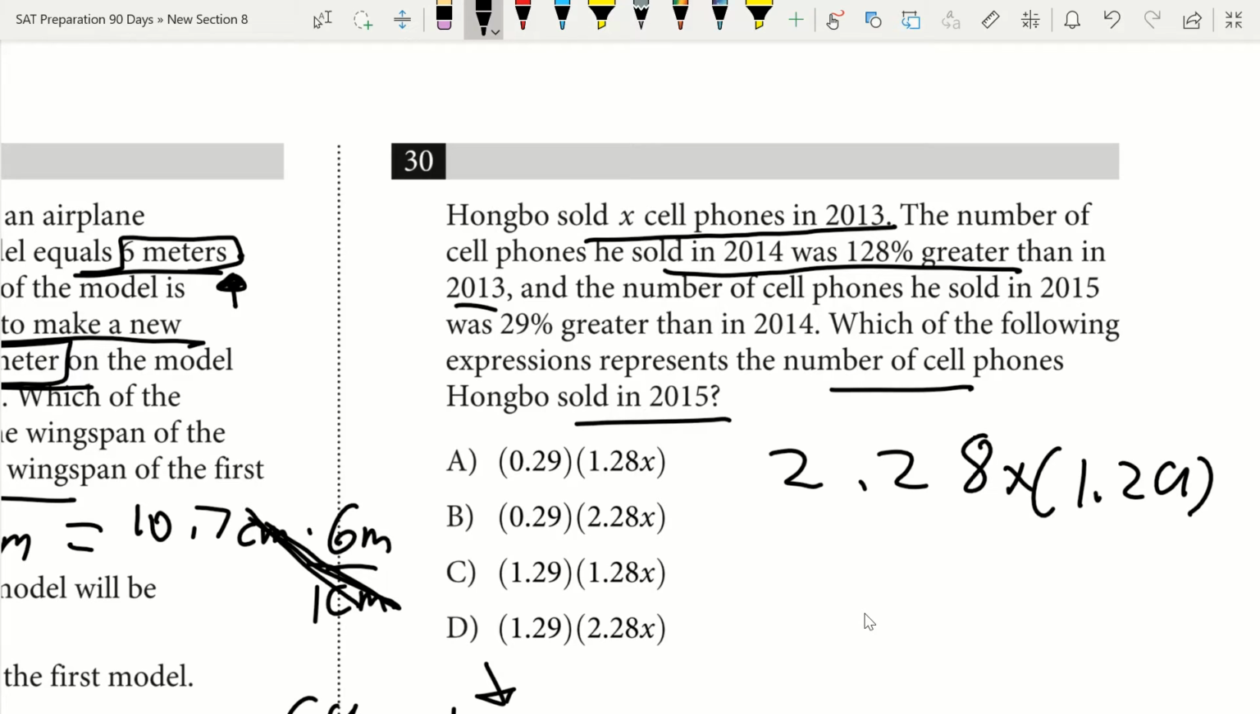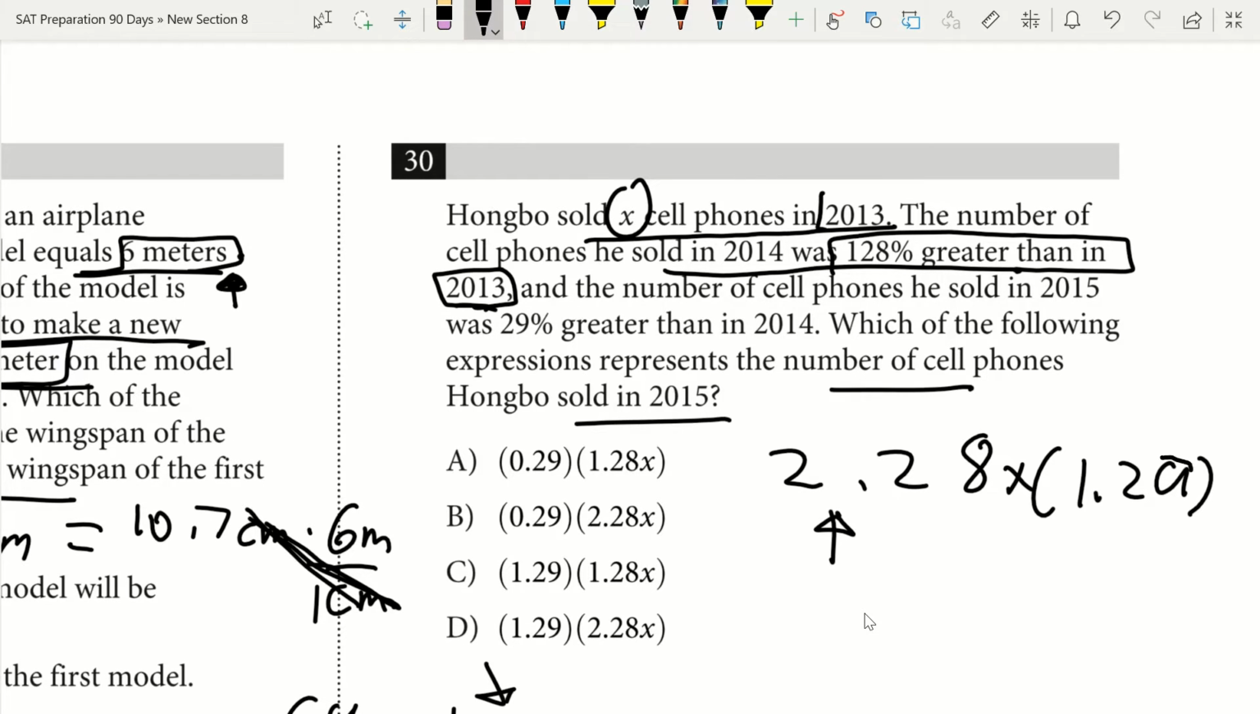All right, well, 128% increase versus 2013 means that it's going to be 2.28 times whatever he sold in 2013. Now, why is it not 1.28? Well, 1.28 would be a 28% increase. 128% increase means that it's more than double, right? So that's going to be 2.28. So that's 2.28 times whatever he sold in 2013, which we know is X.